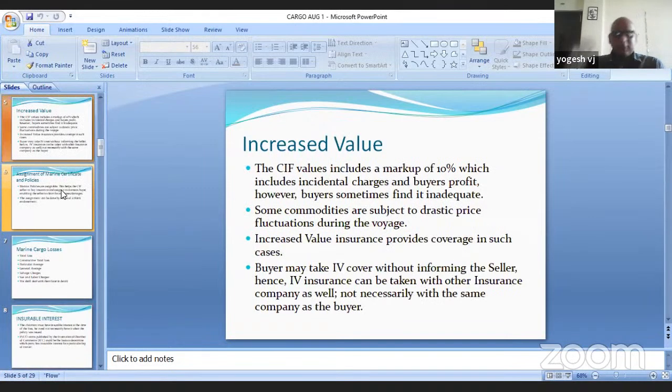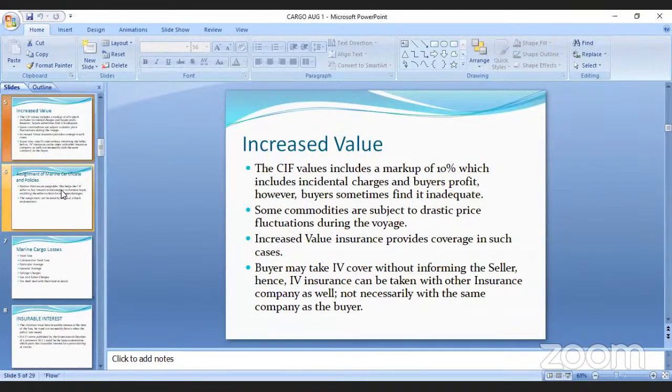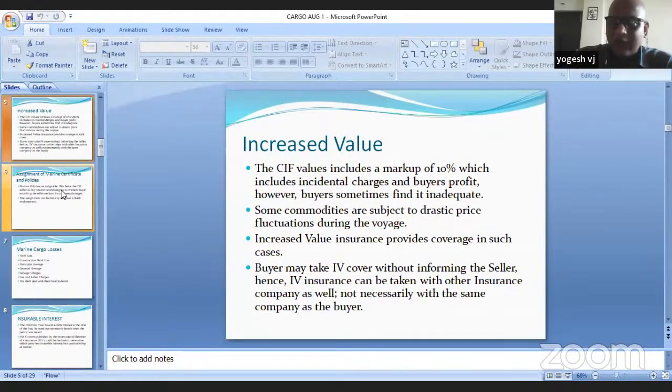Now, let us assume one case. This is increased value insurance, and it is not quite famous in India as such. I mean, there are policies of increased value insurance issued, but as far as I have issued so many policies on marine insurance, I never came across one increased value policy. Now, this is a very peculiar kind of policy.